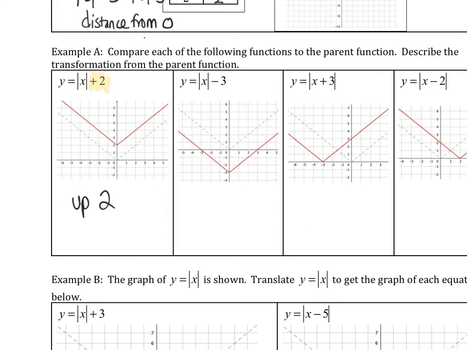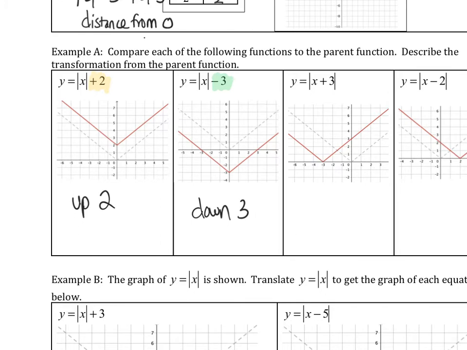In the next equation, notice that we have a -3 on the outside here. And if you look at the picture of the graphs, from the dotted to the solid line, it went down 3. So that -3 on the outside must mean that we had to move it down 3.